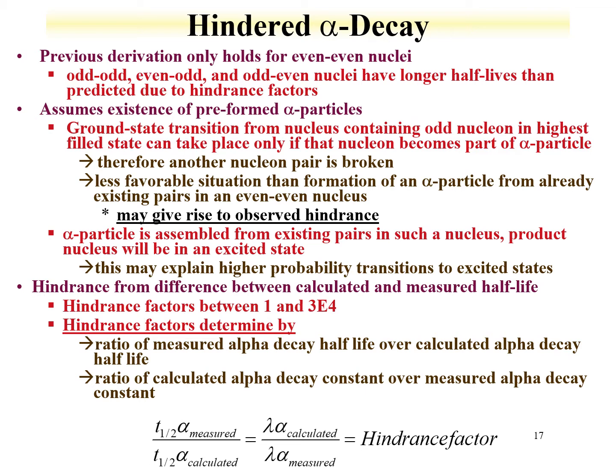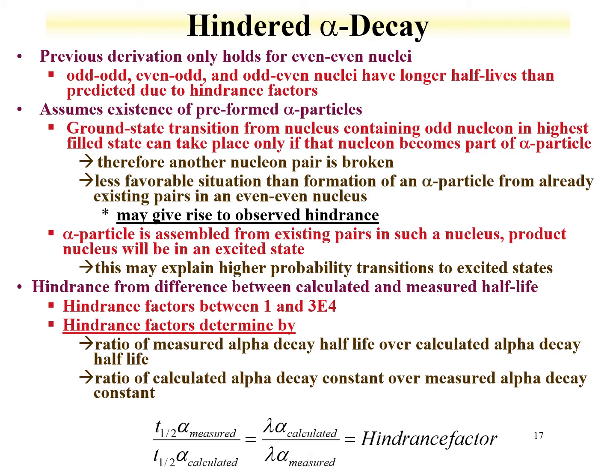There's 2 ways of evaluating the hindrance factors. They're listed here. One, we can make a ratio of the measured alpha decay half-life over the calculated alpha decay half-life. Or the converse of that, I can do a ratio of calculated alpha decay constants over measured alpha decay constants. Either way, I'll get the same hindrance factor. This is because there's a relationship between the decay constant and the half-life, where log 2 divided by the half-life is equal to the decay constant.